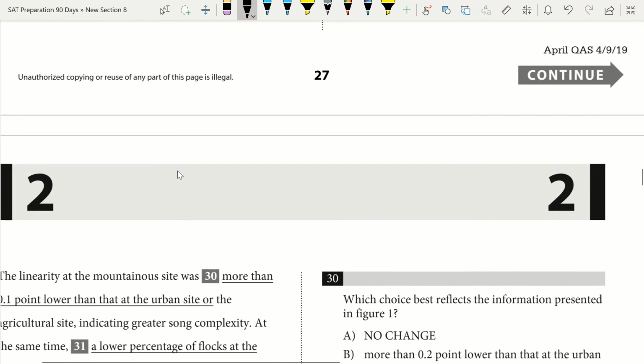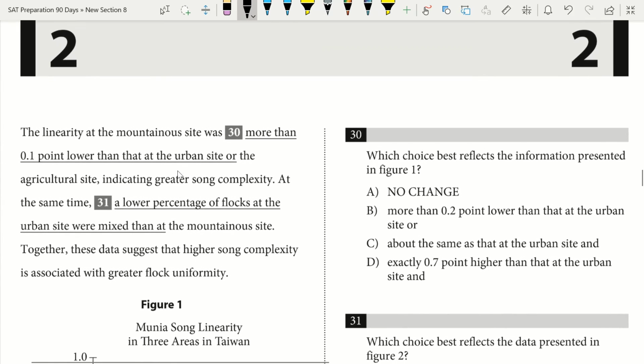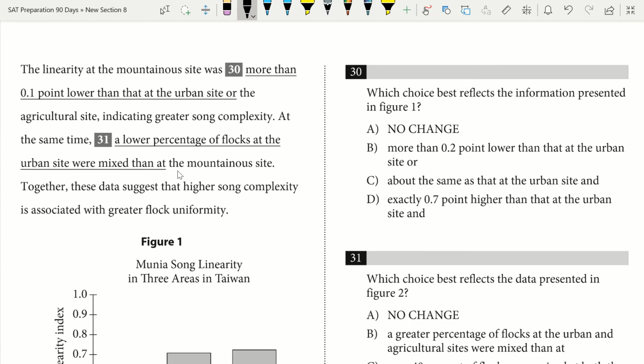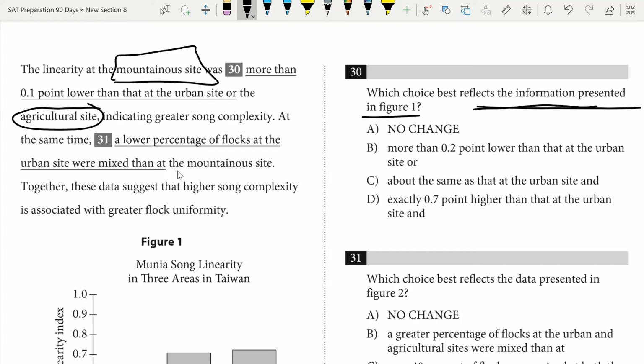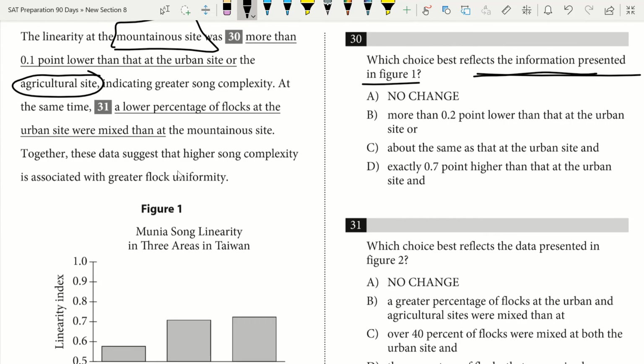Okay, now we've got question 30 right here. The linearity at the mountainous site was more than, okay, so anytime that I see a number in an answer like this, I'm usually going to be asked to refer to a figure. In this case, I'm asked which choice reflects the information presented in figure 1. So I'm looking at the linearity at the mountainous site, and then I'm comparing that to this agricultural site. Okay, and I'm also possibly comparing to an urban site, depends on what options are over here.